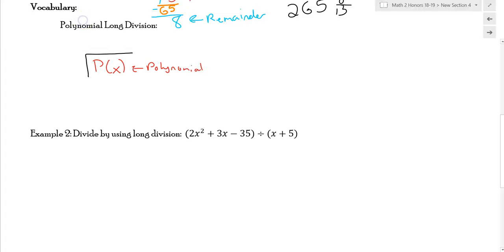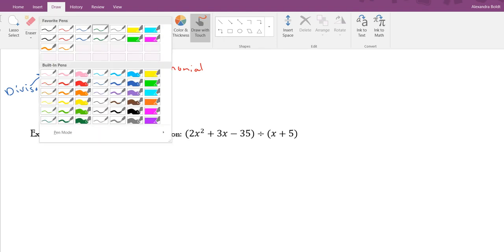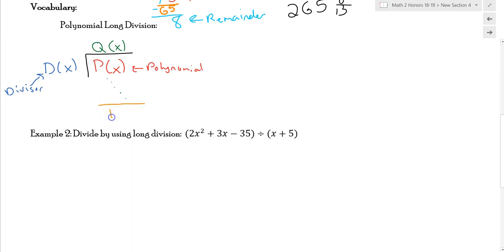So that's our polynomial function. And out here is our divisor function. Okay, so that's still our divisor. And when we do all of our division, we get our quotient. Okay, so we say q of x. And again, we say q of x because these are all just functions. They're going to have x's in them. They're going to be equations, expressions. And our answer, and then we might have a remainder function at the bottom.